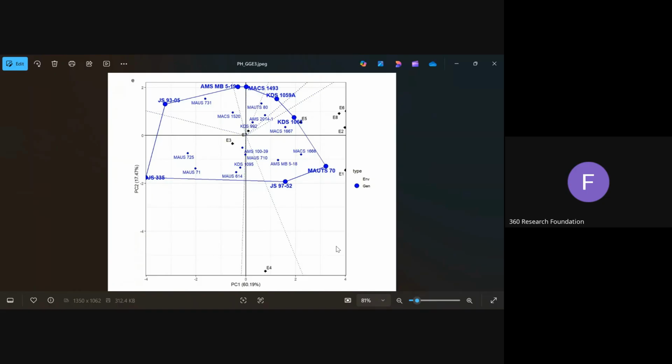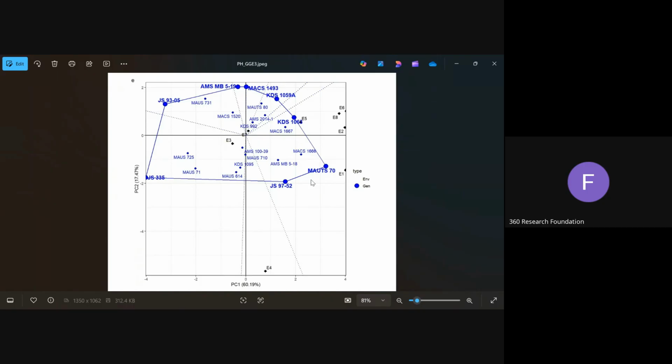Okay, so this is the first part of interpretation. Now, secondly, MAUTS70, one of the genotypes on the verge of the polygon view on the right side. If it is visible for you, is it nearer to any environment? E1. Yes. So that genotype you can interpret like MAUTS70 is best adapted to E1.